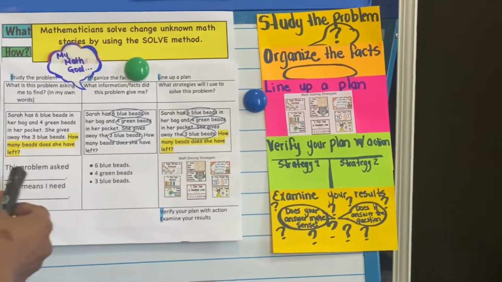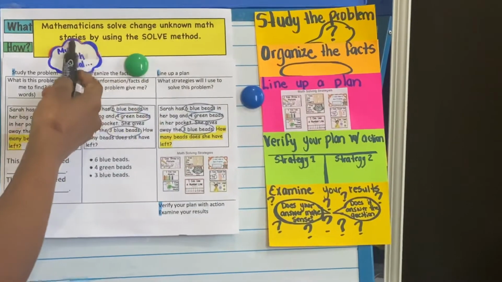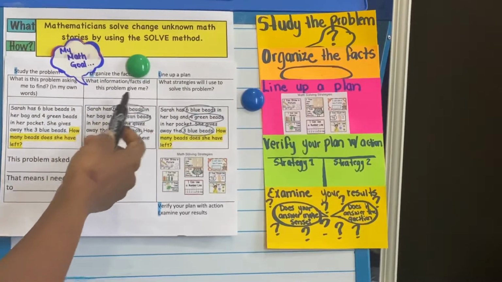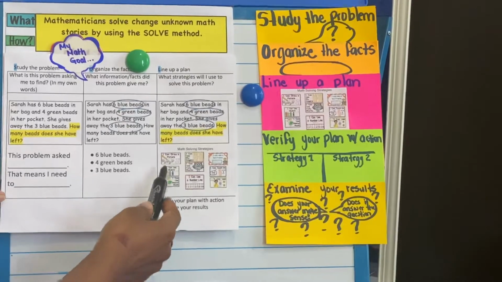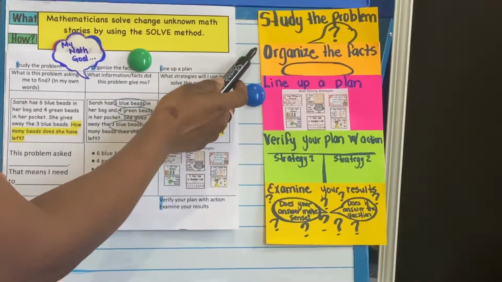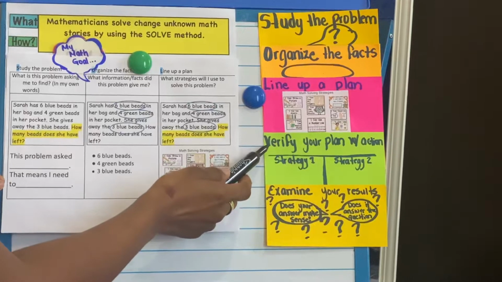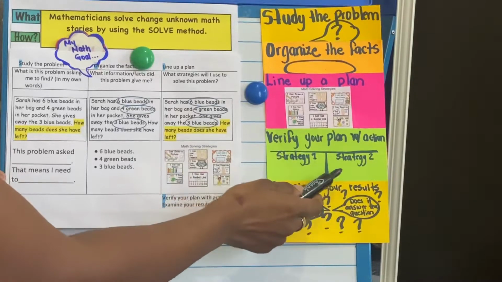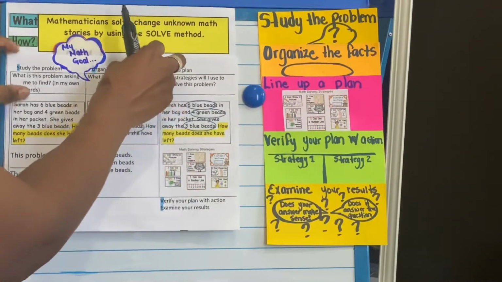I want to remind you that mathematicians can solve change unknown math stories by using the SOLVE method. I also want to remind you to work on your goal as you are solving the problem. Remember to study the problem, organize the facts, line up a plan, verify your plan with action, try to use at least 2 different strategies, and examine your results. Let's see. Are you ready?